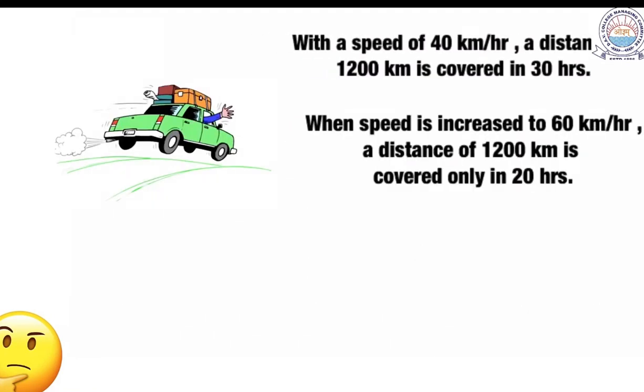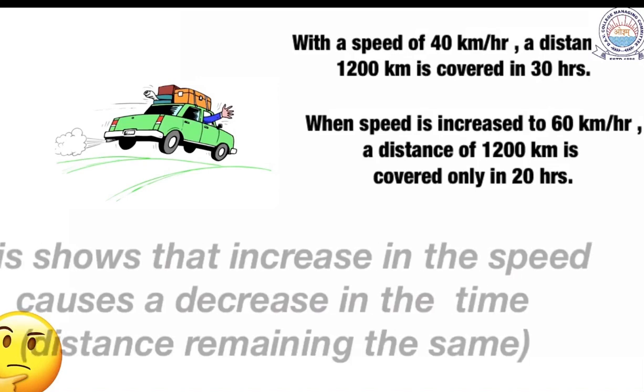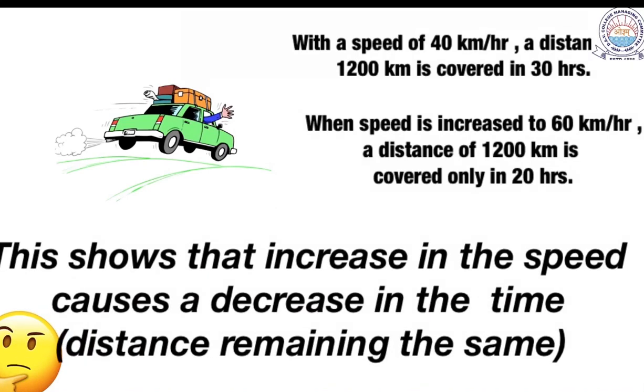With a speed of 40 km per hour, a distance of 1200 km is covered in 30 hours. When the speed is increased to 60 km per hour, the distance of 1200 km is covered in 20 hours. This shows that an increase in speed causes a decrease in time, distance remaining the same.